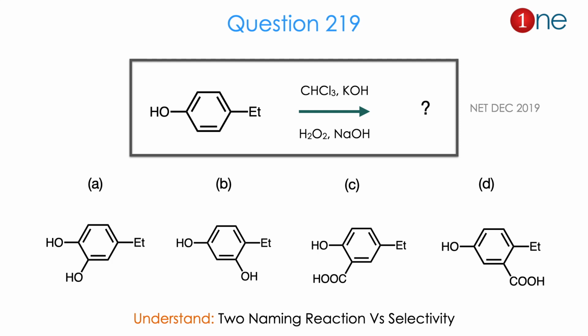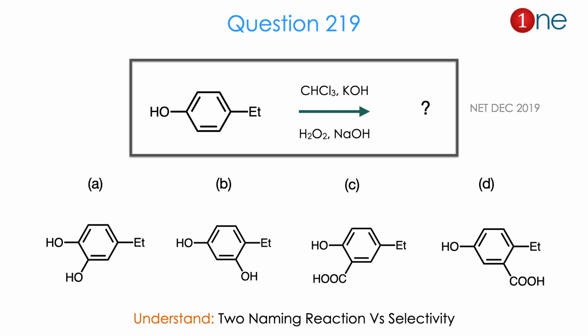Then let us look at the next question. The starting material is phenol attached with ethyl in the para position. You have chloroform and base. The next step you are using peroxide and base. They ask you to find the product. The products are mostly alcohol, which is on the ortho position or meta position, or acid, which is also in the ortho position or the meta position.